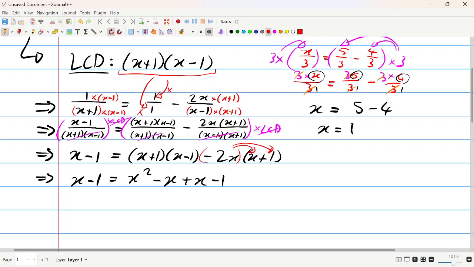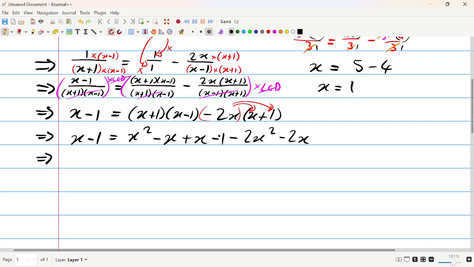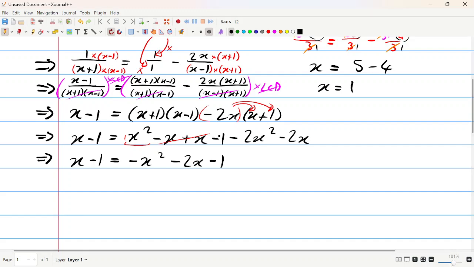So what are we left with over here? Negative 2x times x is just going to be minus 2x squared, and then negative 2x times 1 is just minus 2x. Okay. And now from here, what we notice is that we can cancel out like terms. The minus x plus x cancel each other out. Then we have 1x squared minus 2x squared, which is equal to minus x squared. And then we have minus 2x and minus 1 also left.